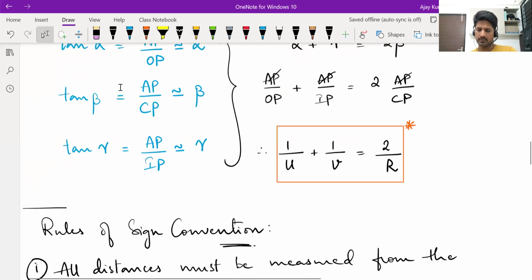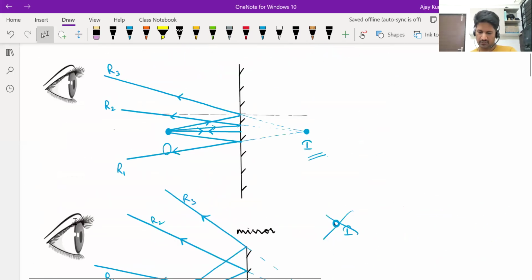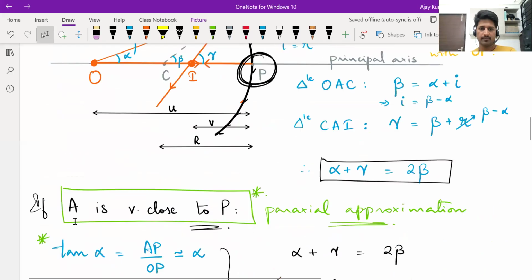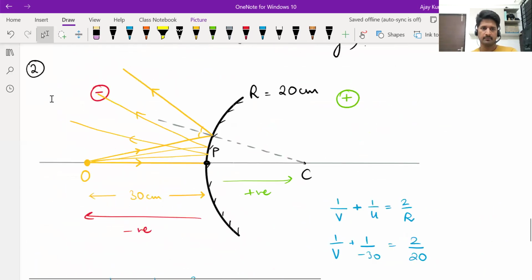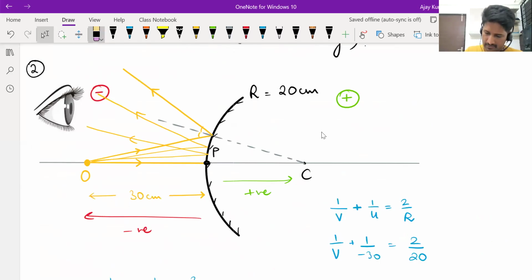So if you imagine an observer on the left side, means in front of the mirror, it is quite clear, all these reflected rays will appear to be coming from a point behind the mirror. Okay. And that point is this. Okay, so image will be formed behind the mirror.